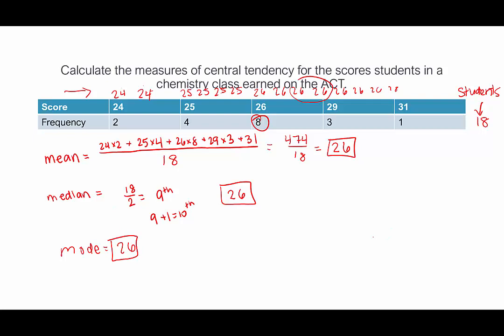Looking at this frequency table, it was just a coincidence that everything ended up being the same, but we found the mean score to be a 26. We found the median score to be a 26, and we found the mode to be a 26.